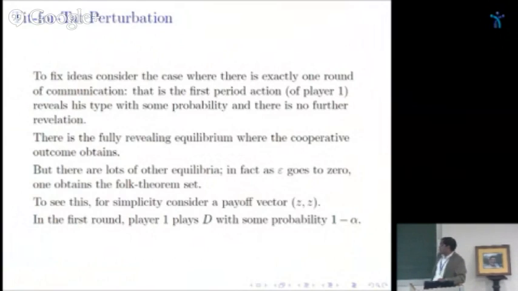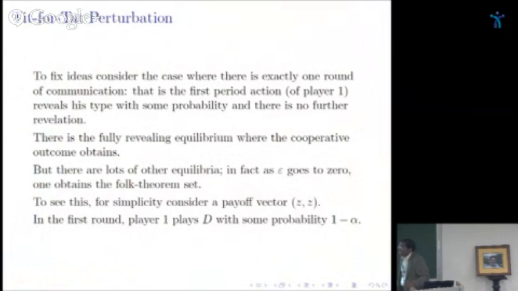There is, of course, the fully revealing equilibria. No, I'm sorry. I should say they communicate using the strategy. The tit-for-tat type begins by cooperating and then does exactly what the other player did in the previous round. So player one can communicate to player two in the first round by defecting. That's what I mean by communication.